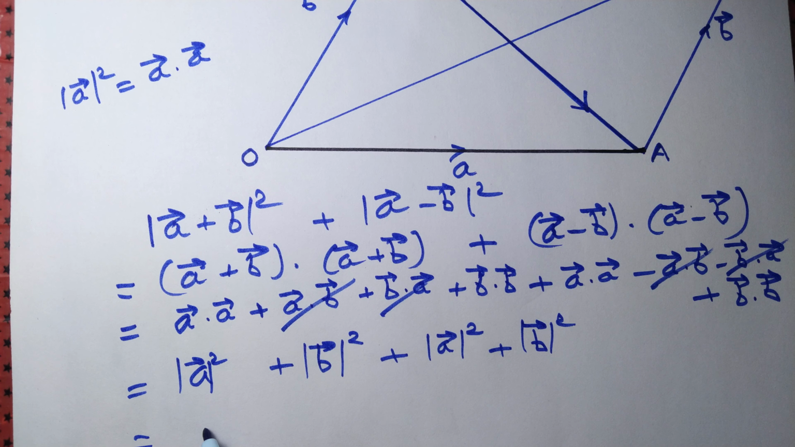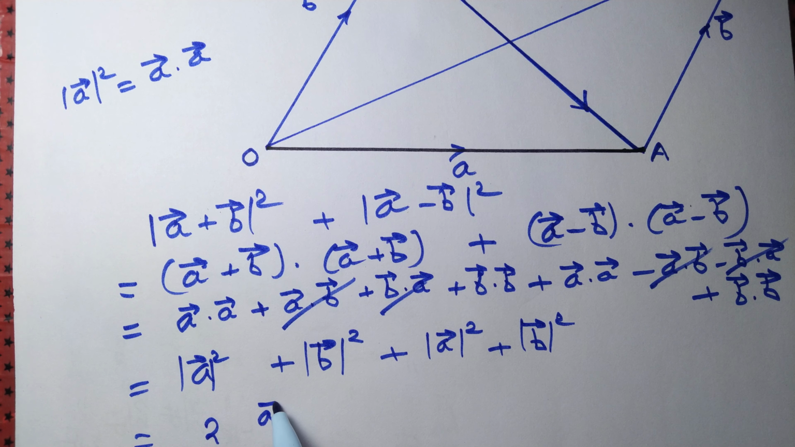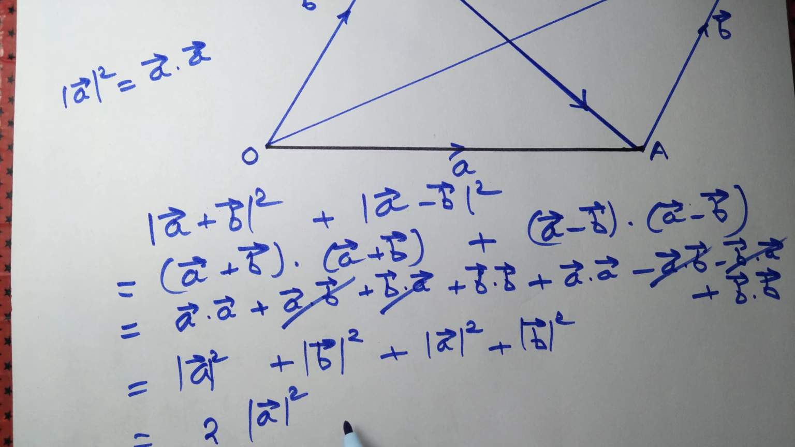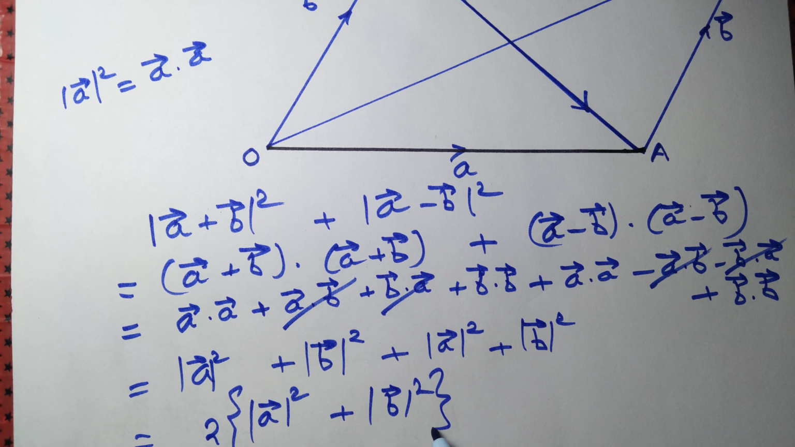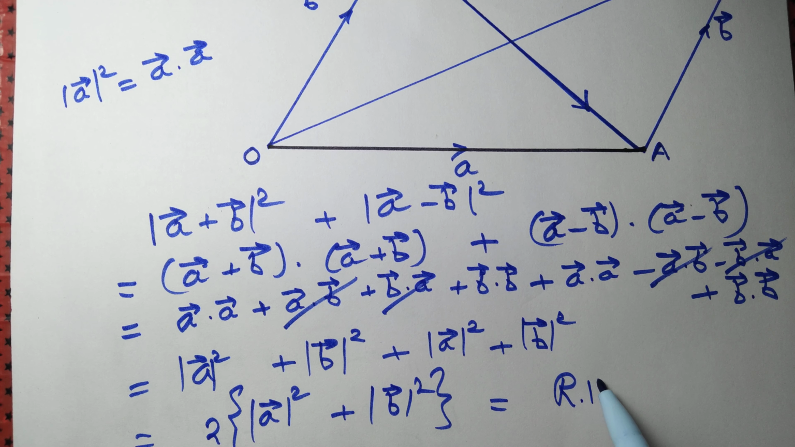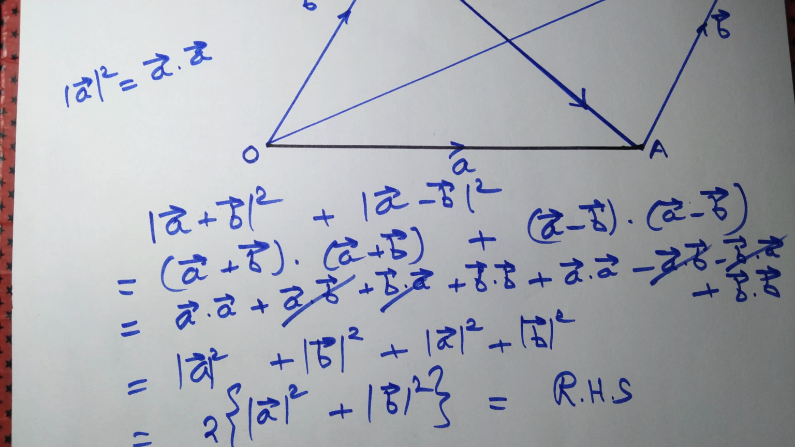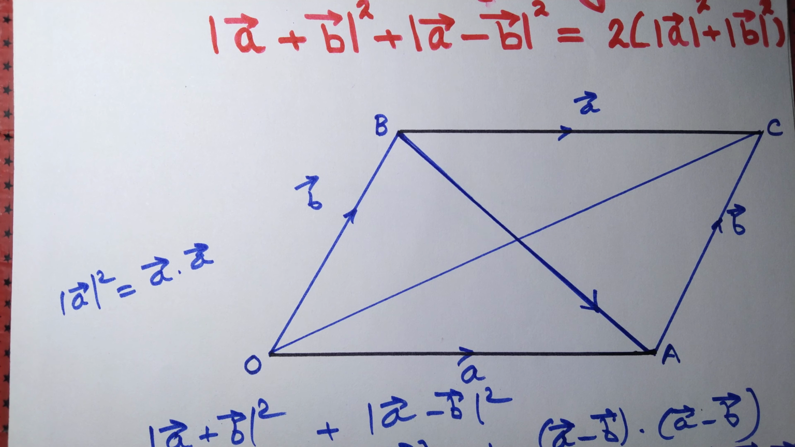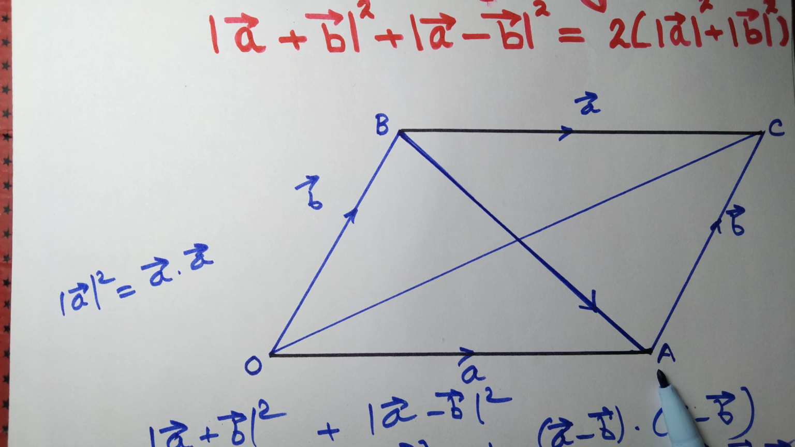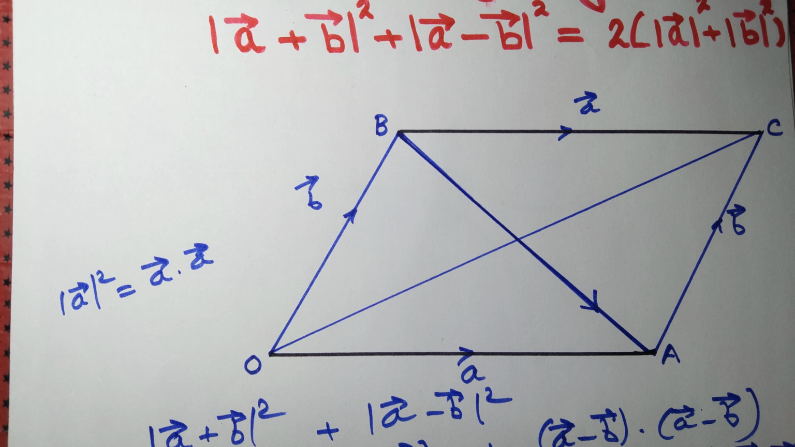2 number of mod a square, so 2 times mod a square. How many mod b square? 2 number of mod b square, so 2 times mod b square. We take common and we obtain the right hand side. And we are done. So we have shown that the sum of squares of the diagonals is exactly equal to 2 times the sum of squares of the sides in a parallelogram.